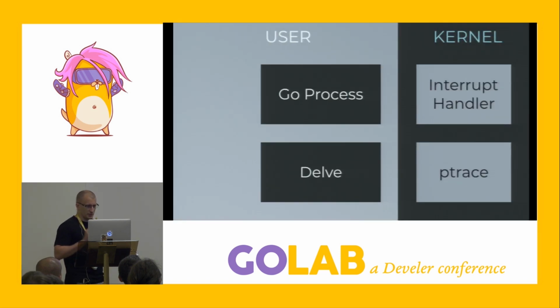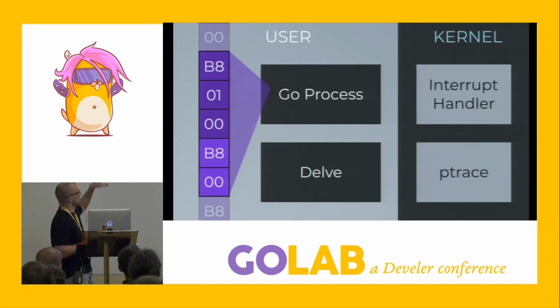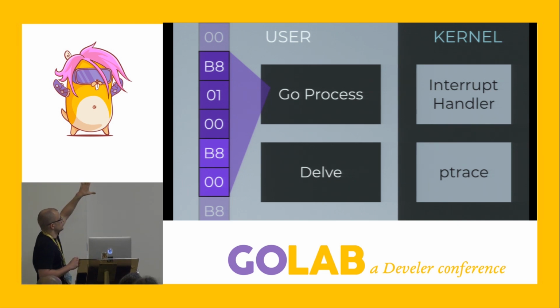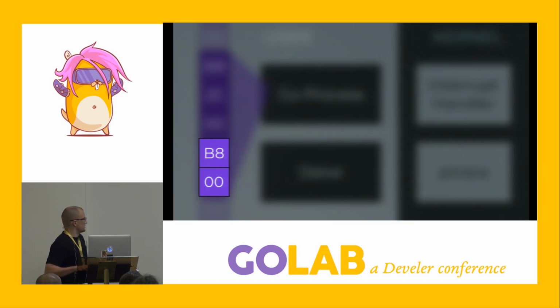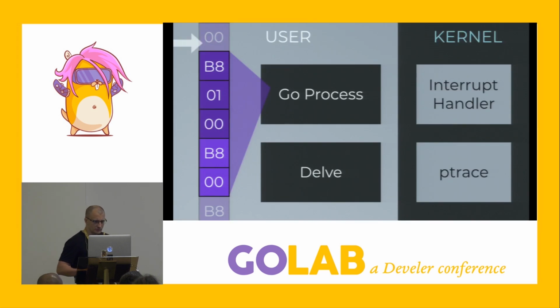So let's just zoom in on our Go process here. On the left-hand side, I zoomed in. Each one of these is an individual byte of memory. The top three here, B80100, is just an instruction, and then B800 down here is another instruction. We're going to focus on this second instruction, B800, and that's the instruction we want to set our breakpoint at. This is just how the program runs normally. The arrow represents the instruction pointer, executing instructions.